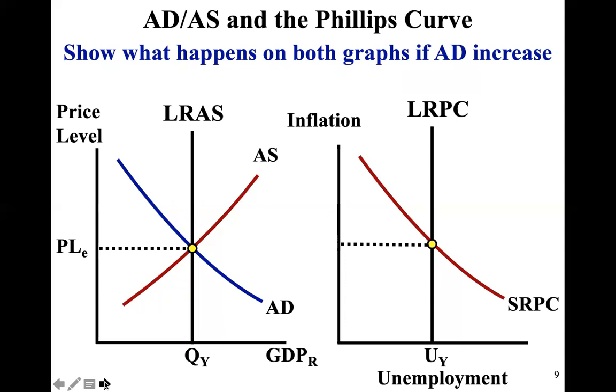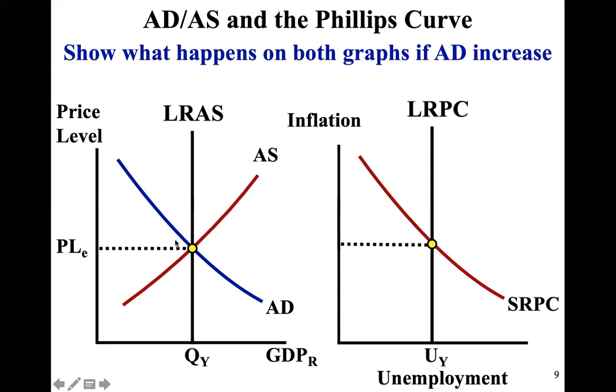Okay, so we've already established the economy can be in only three places at any given time: a recessionary gap, full employment output, or an inflationary gap. And as we can see in the ASAD model here on the left, this economy is at full employment output because the equilibrium GDP and price level is along the LRAS. Okay. So this economy at the yellow dot is also shown on the Phillips curve by the yellow dot here.